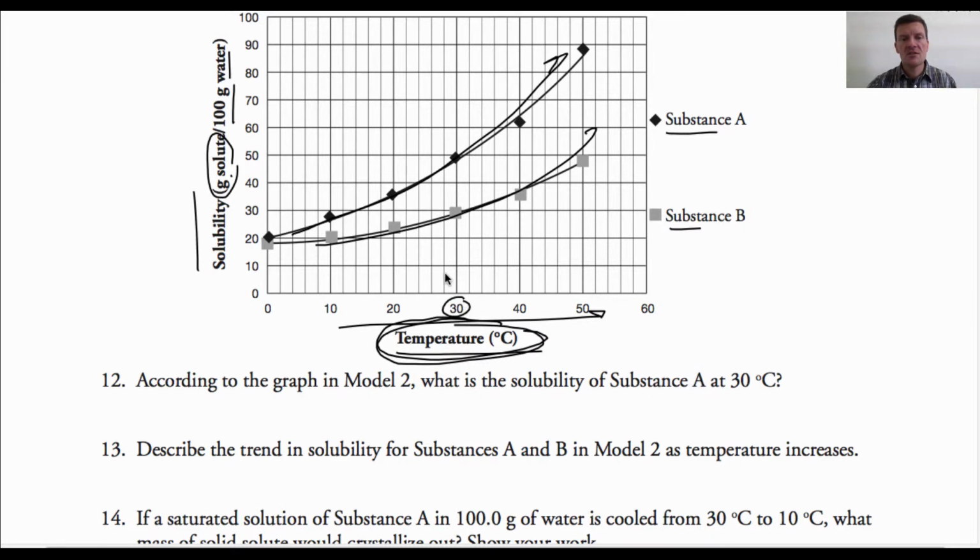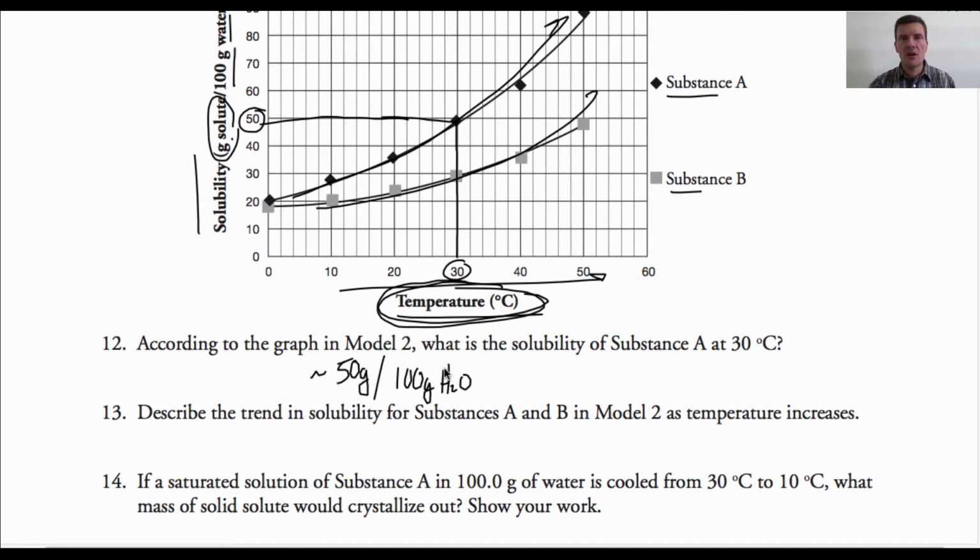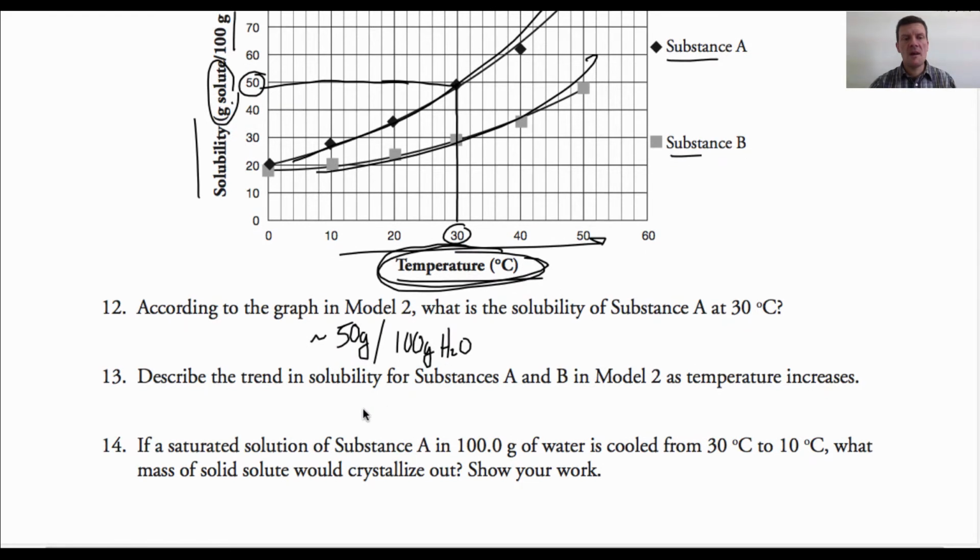Goes up. According to the graph in Model 2, what is the solubility of substance A at 30 degrees Celsius? We do this, 30 degrees Celsius. We go up to 30, we go to the curve for substance A, and we read that across. It is about 50. Now that is about 50, approximately 50 grams per 100 grams of water. That's how much you're going to be able to dissolve in 100 grams of water, maximum amount.